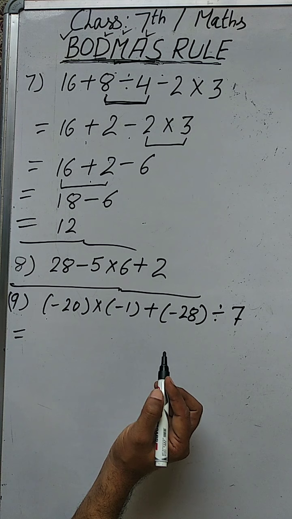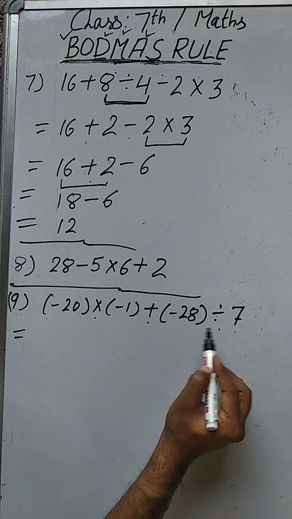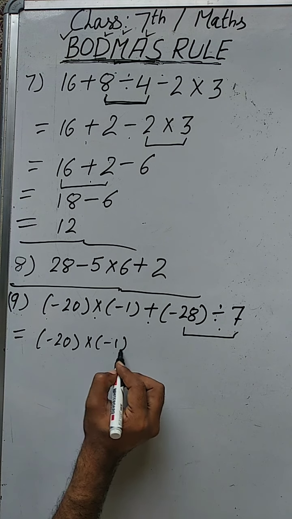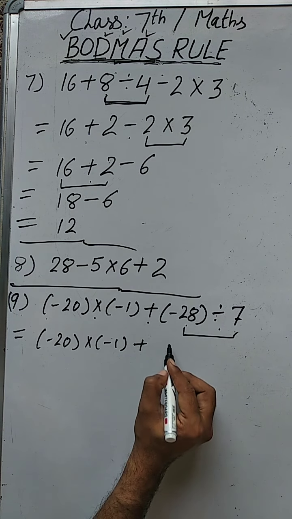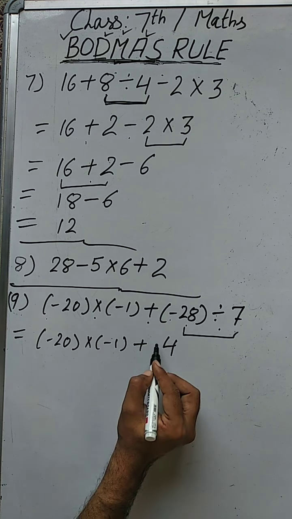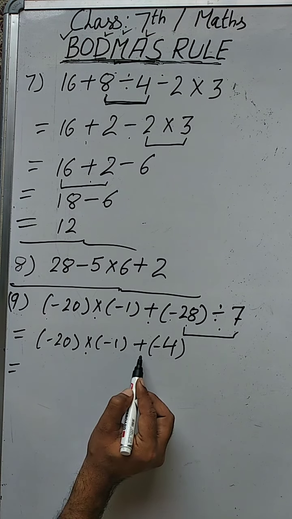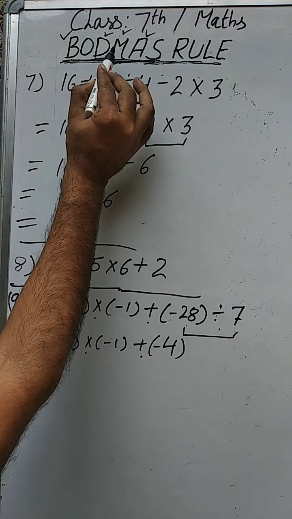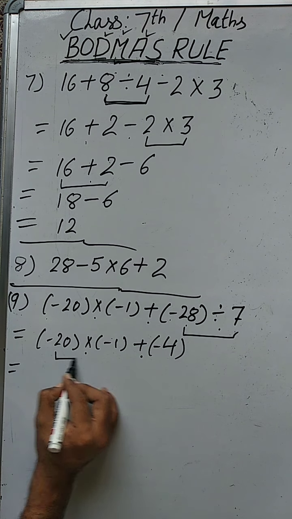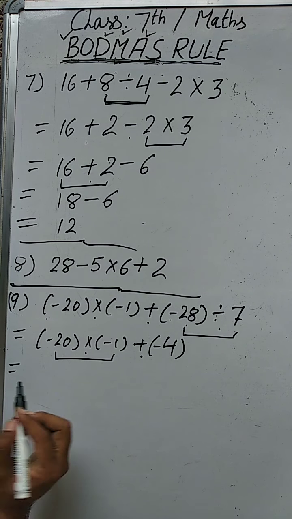Now beta, there are three operators: multiply, addition and division. You will perform the division first. Write the other statement as it is. 28 divided by 7 is equal to 4. But I already explained to you, if one number is minus and one is plus, then the sign will be minus. Now beta, two operators left, multiply and addition. We will perform M first because A is after the M. So minus 20 multiply minus 1. Both are of the same sign, then your final will be a positive value.